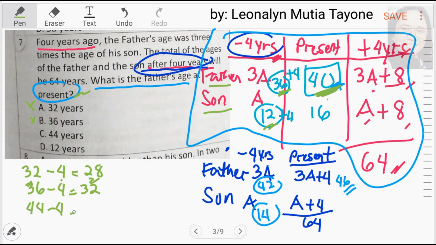44 minus 4 equals 40. Hindi rin ma-divide ng 3. 12 minus 4, and that is 8. Hindi rin ma-divide ng 3. Therefore, wala sa choices ang sagot. Ang tamang sagot dito ay itong 40 years.